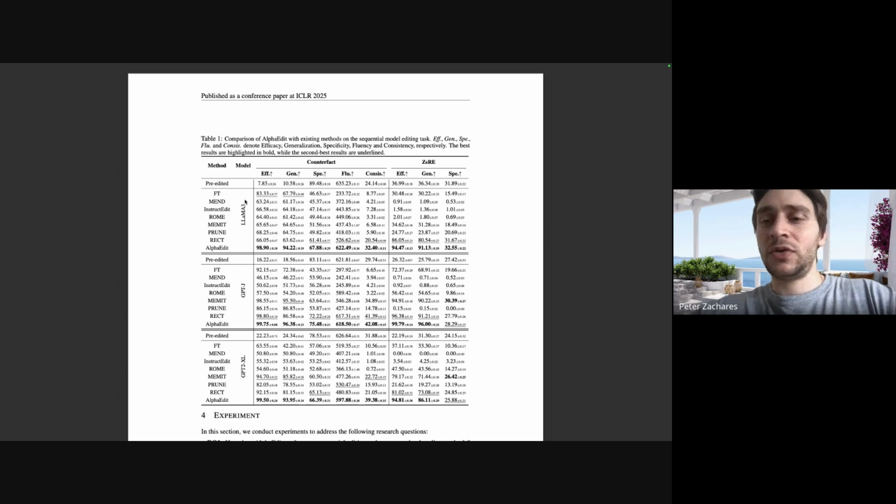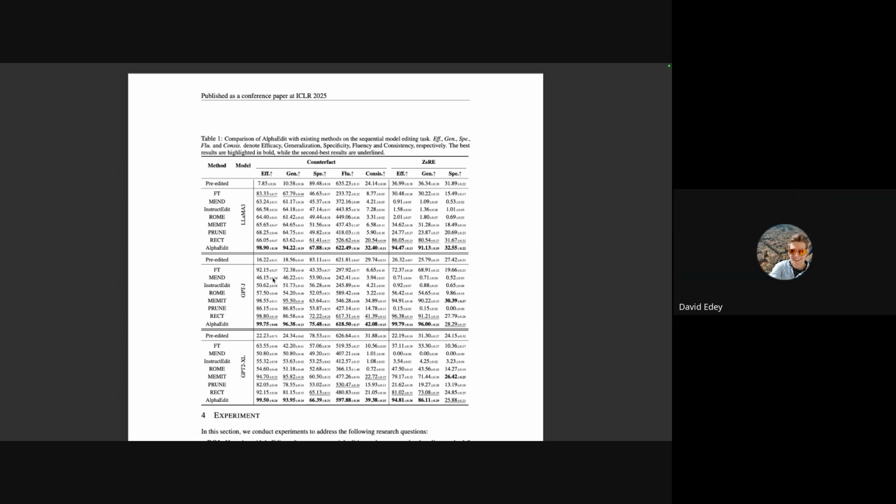So is it this table here? Yeah, there's lines for pre-edited at the top. And I kind of expected all the edited things to be, I don't know, less fluent, less consistent, less generalizable. But it's suggesting that the edited models have much higher kind of capabilities in those areas, which I thought was a bit confusing. Maybe we're just misunderstanding what they're actually showing here.